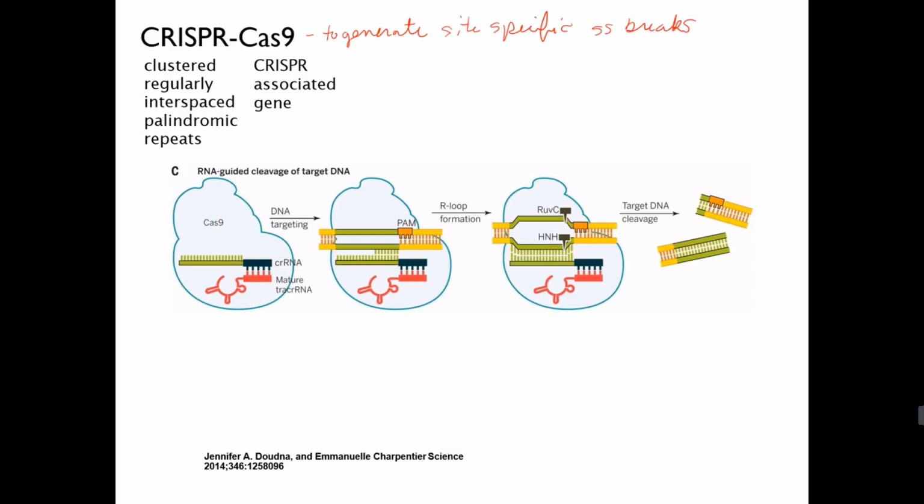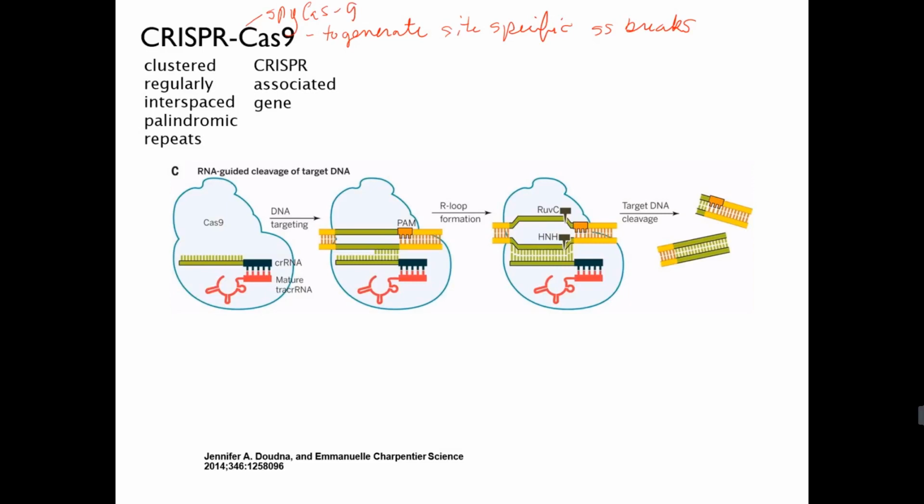The most common CRISPR-Cas system in current use comes from Streptococcus pyogenes. So the Cas9 in this instance is often referred to as SpyCas9. The genus and the species is where the name Spy comes from.